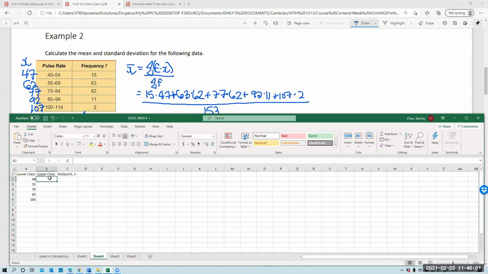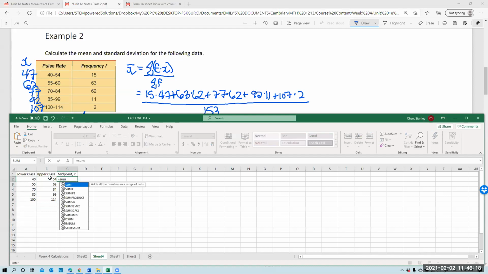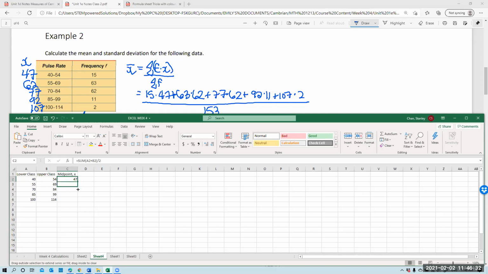All right, and then the upper class is 54, 69, 84, 99, 114. Okay. Now my midpoint is going to be an average of these two values. So it's going to be the sum of this value plus this value divided by 2. I've already calculated these values, so it should be 47, 62, 77, 92, and 107.